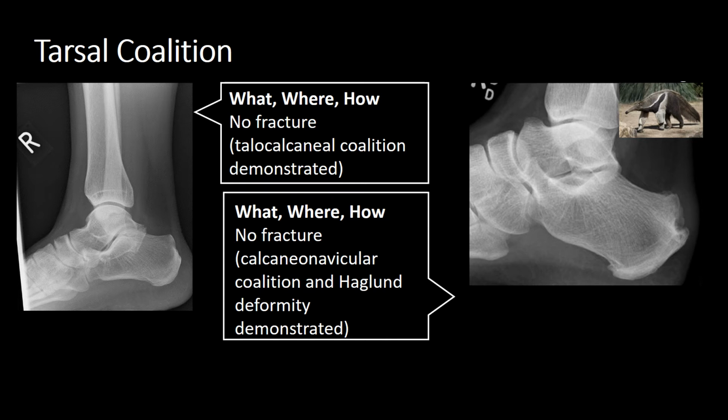On the right, we have what's known as the anteater sign. This anteater sign indicates that there is calcano-navicular coalition, so the calcaneum is coalescing with the navicular. Remember when I said that a talar beak is frequently associated with tarsal coalition? You can see that the surface of the talus, while not forming a true beak, is very prominent.